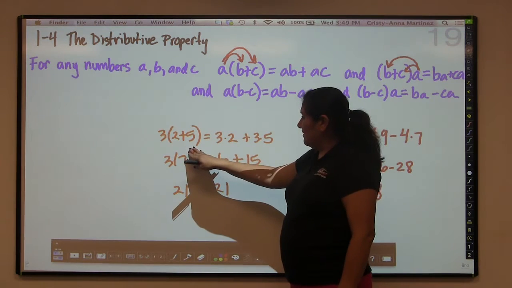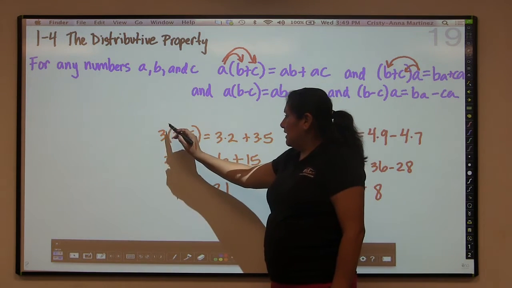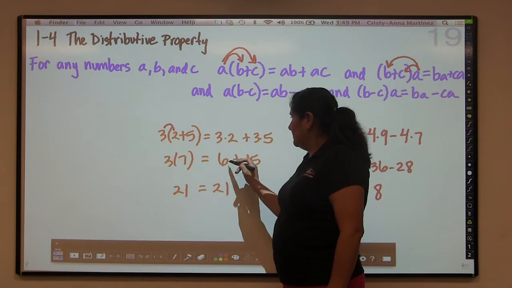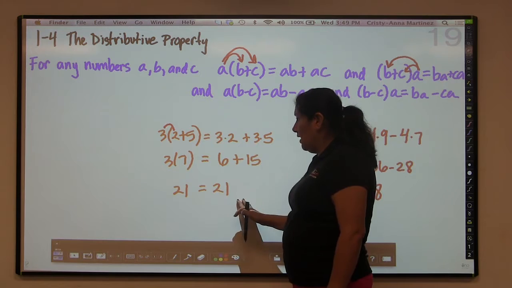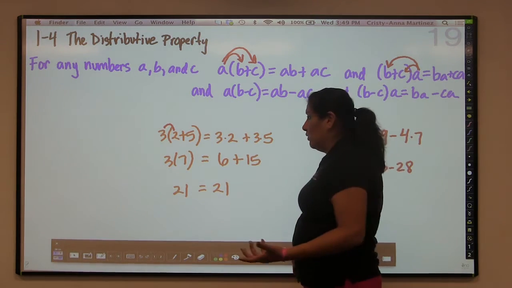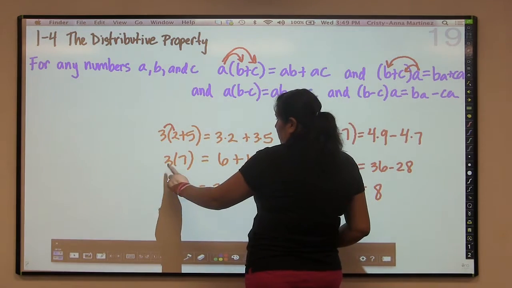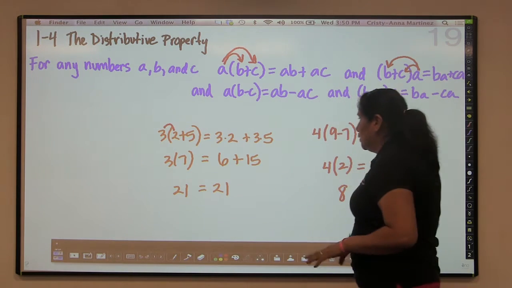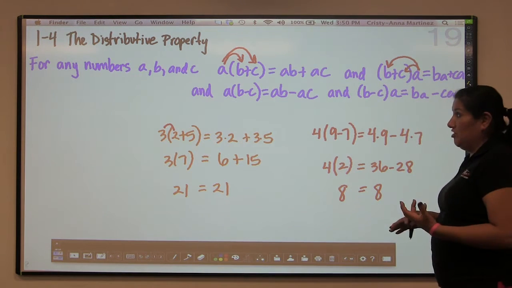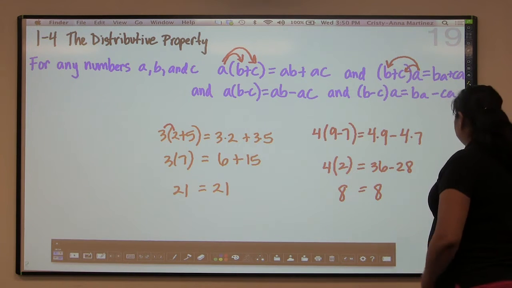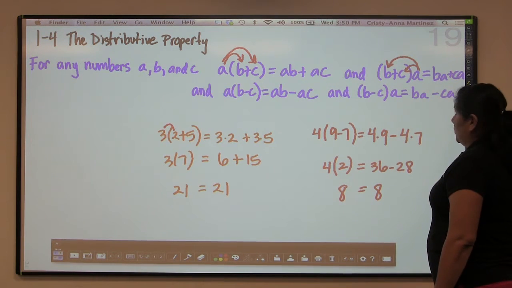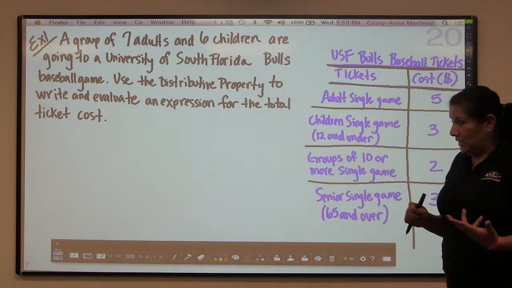3 times 2 plus 5 would be the equivalent of saying 3 times 2 is 6, and 3 times 5 is 15, and then 6 and 15 is 21. Or if you want to do it the shortcut way, then 2 plus 5 is 7, 3 times 7 is still 21. So this is just showing you with actual numbers how the distributive property works and why it's a sound property. But we want to use it in more practical ways.